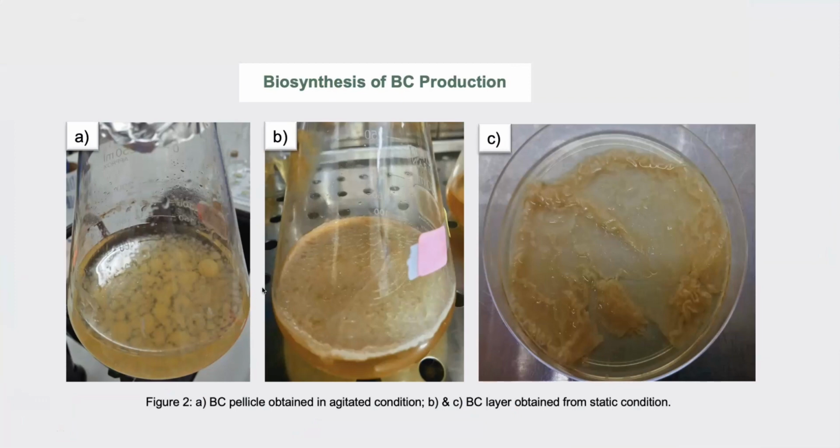So these are the look of the BC pellicles. Diagram A is showing the BC pellets, while B and C are showing the sheet or the layers of bacterial cellulose membranes.